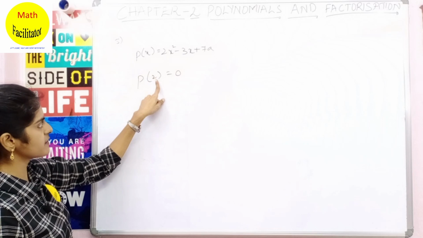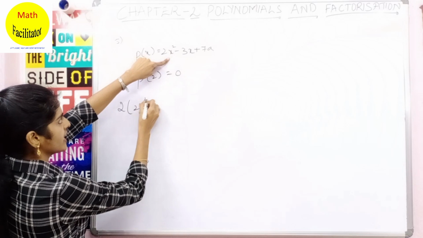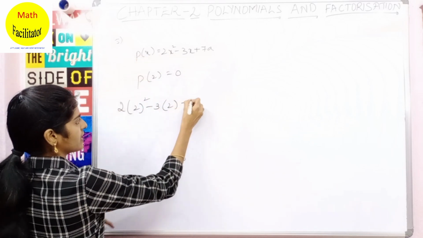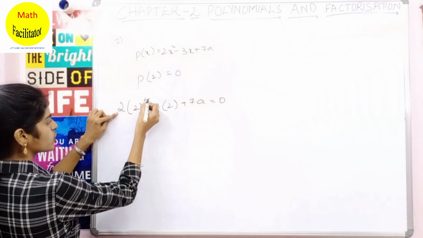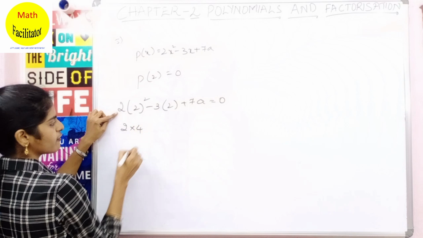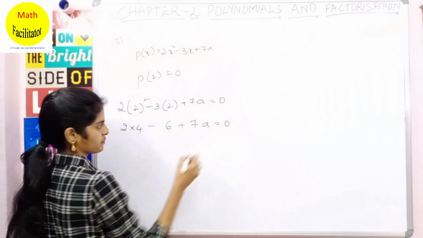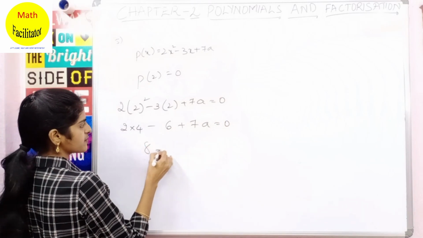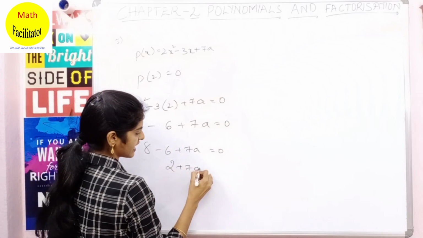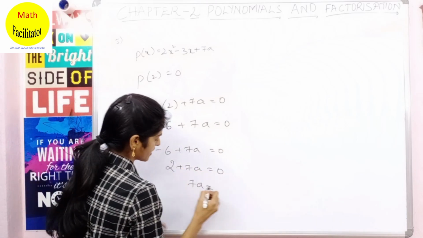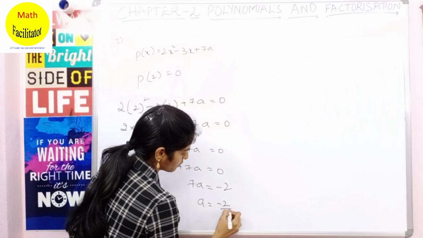So what is p of 2? P of 2 is nothing but substituting 2 in the place of x. So it is 2 into 2 square minus 3 into 2 plus 7a equal to 0. So 2 into 2 square is 2 into 4. Minus 3 into 2 is 6, plus you have 7a equal to 0. So 2 fours are 8 minus 6 plus 7a is 0. So 8 minus 6 is 2 plus 7a is 0. So 7a is plus 2, bringing it to the other side will be minus 2. So a is minus 2 by 7.